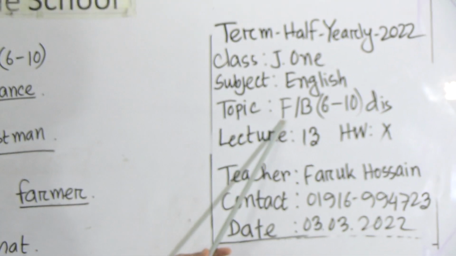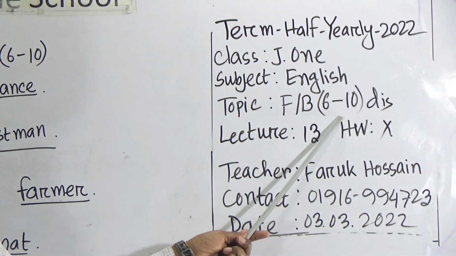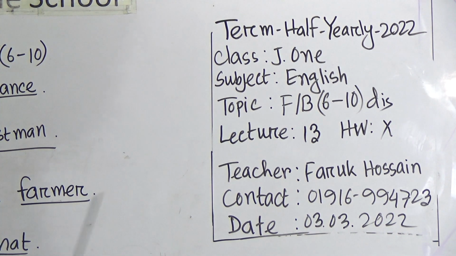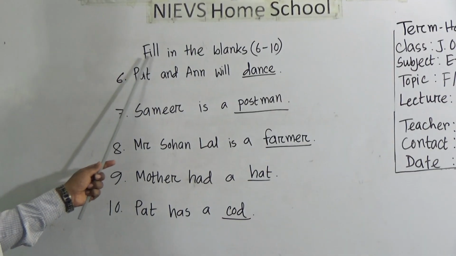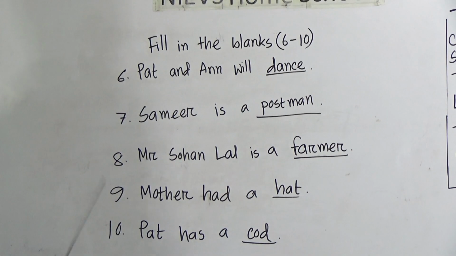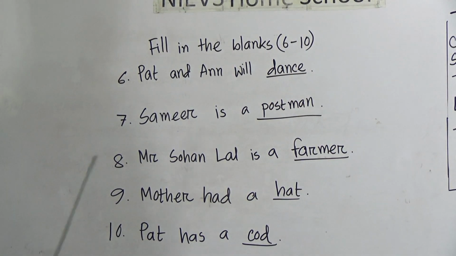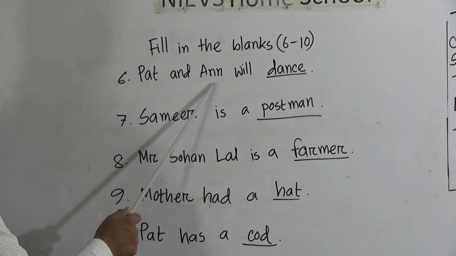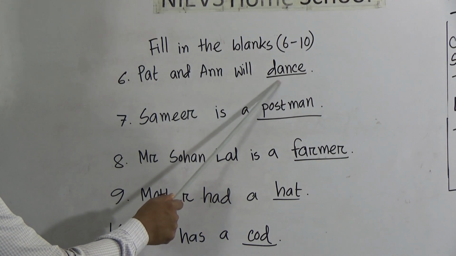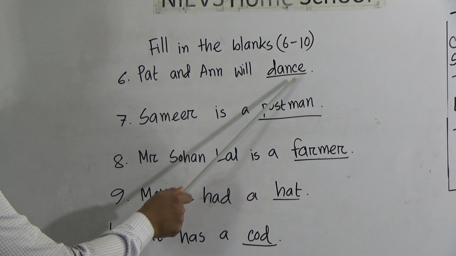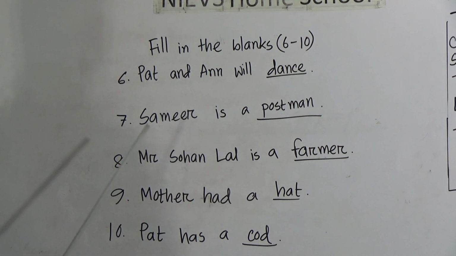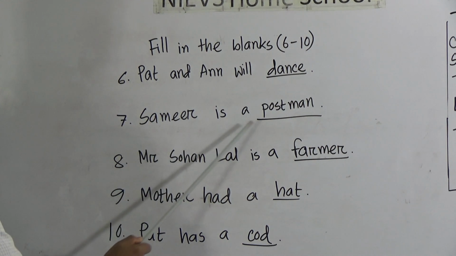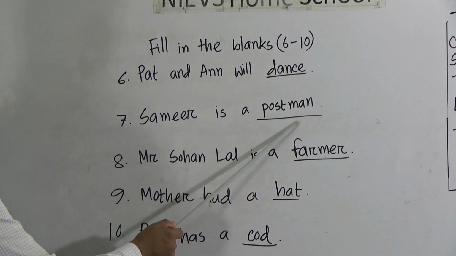This class is about fill in the blanks 6 to 10 discussion. Okay? Dear students, I have written here fill in the blanks 6 to 10. I have written here the 5 fill in the blanks. Number 6 is about pet and an whale gap. It would be dance, D-A-N-C-E, dance. Okay. Number 7, Samir is a gap, postman.